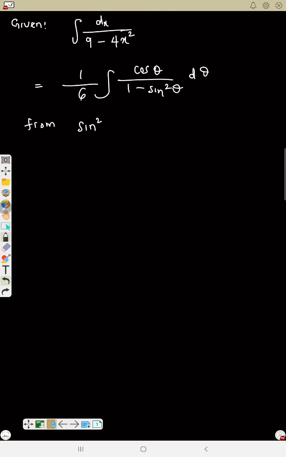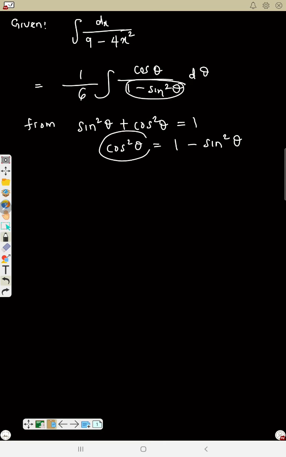From sine squared theta plus cos squared theta equals 1, this is the trig identity we want to use. Then cos squared theta will be equal to 1 minus sine squared theta. So that means this 1 minus sine squared theta will become cos squared theta.